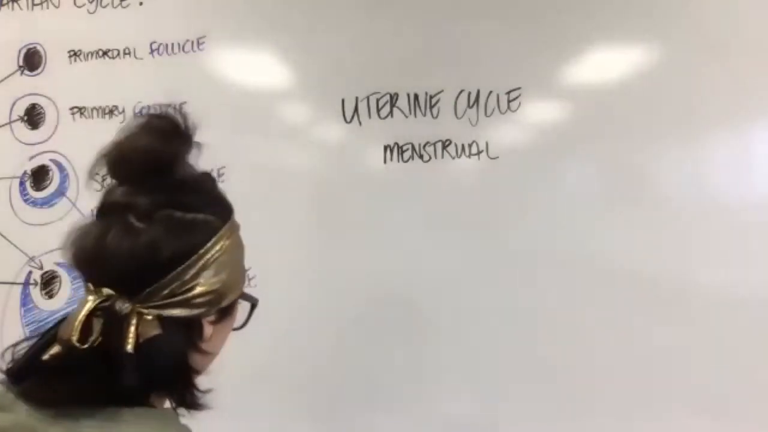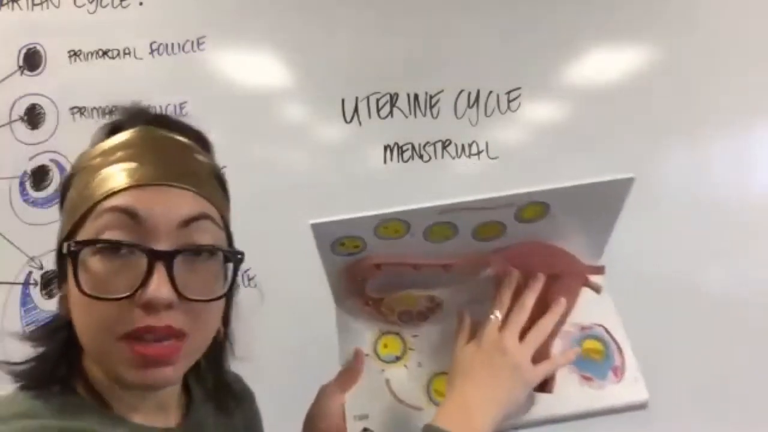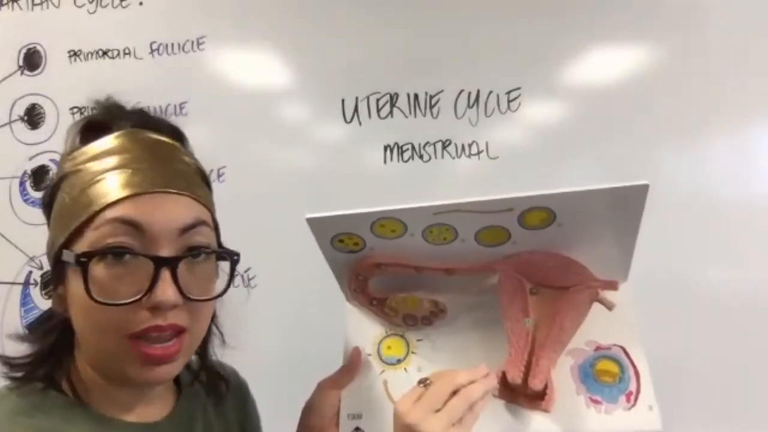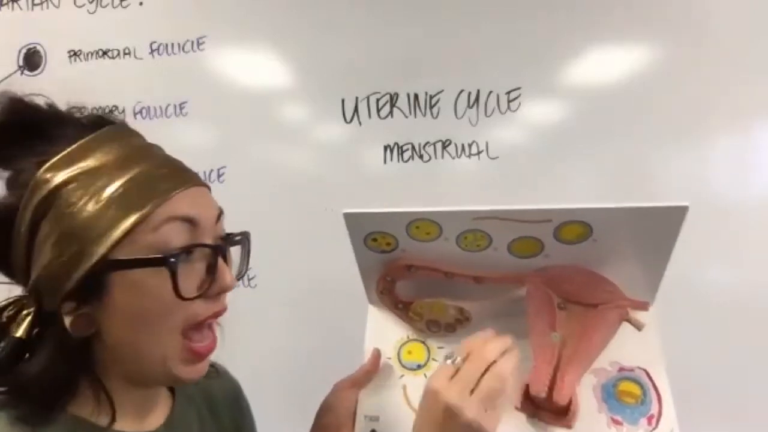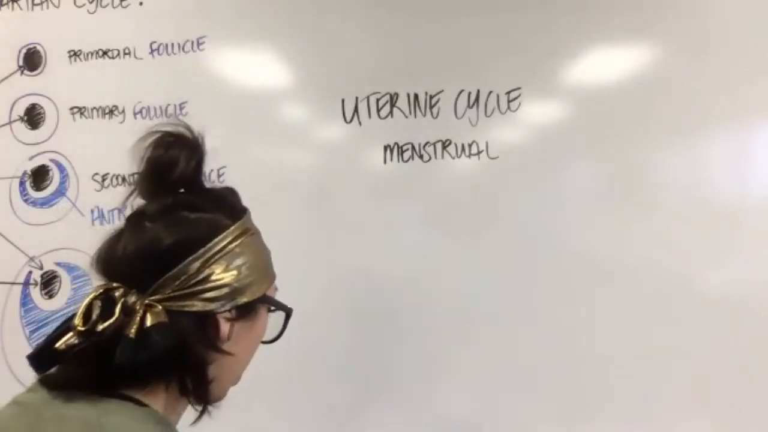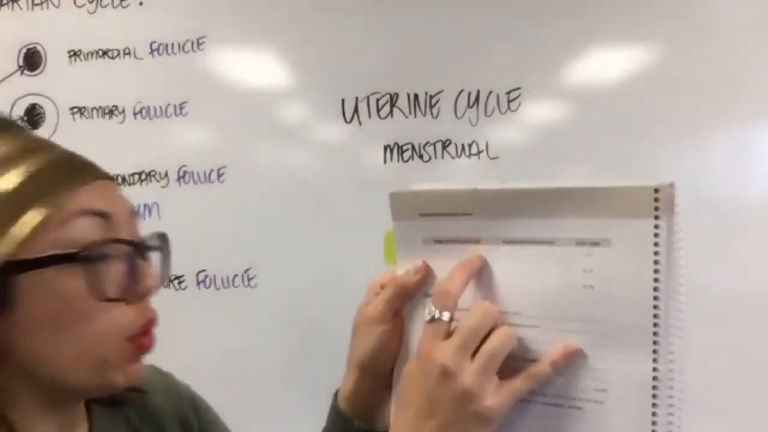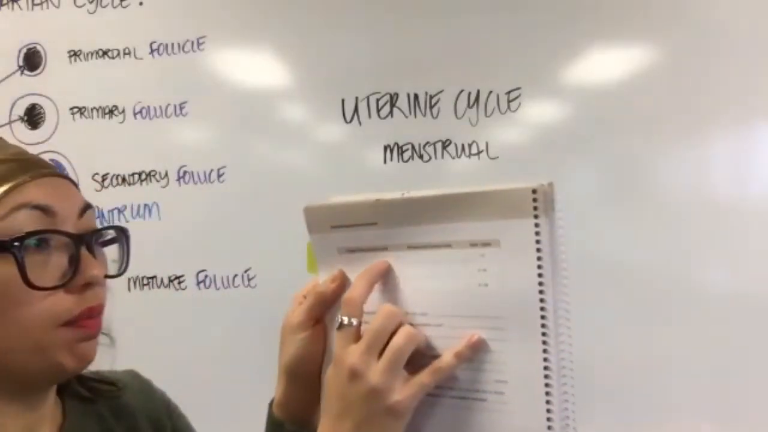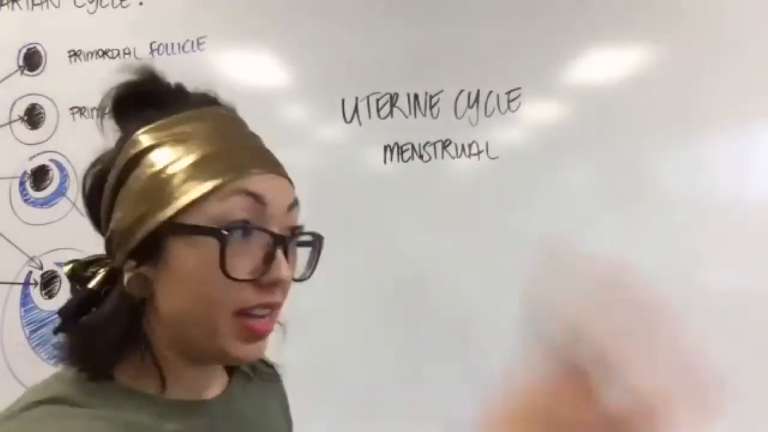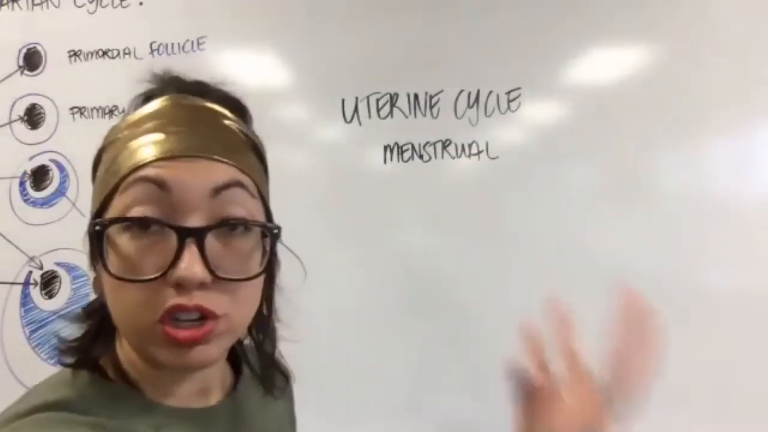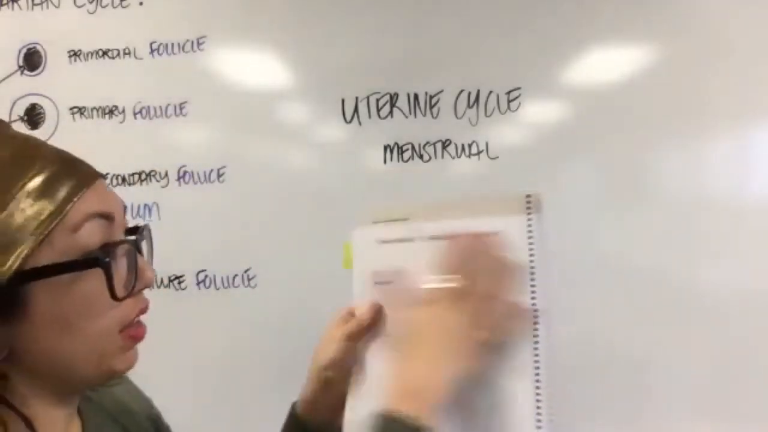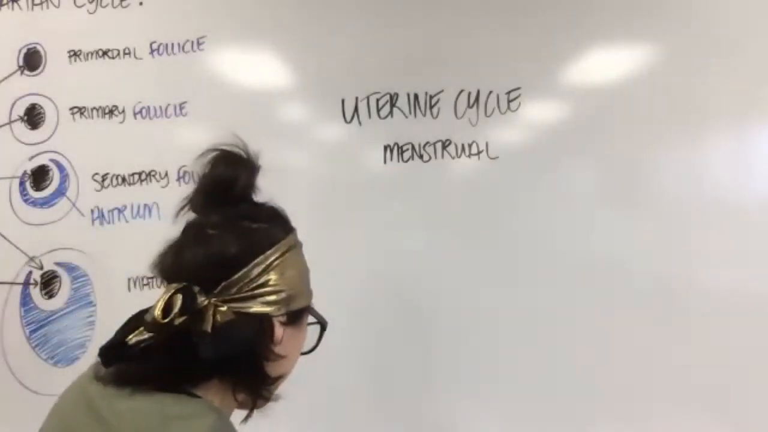So during the menstrual phase, the functional layer of the endometrium is shedding. This is happening at the same time as, when you look over, the primordial or the primary follicles are starting to gear up to start changing into the secondary follicles. So that's how I want you to look at this. That's when these things are happening.